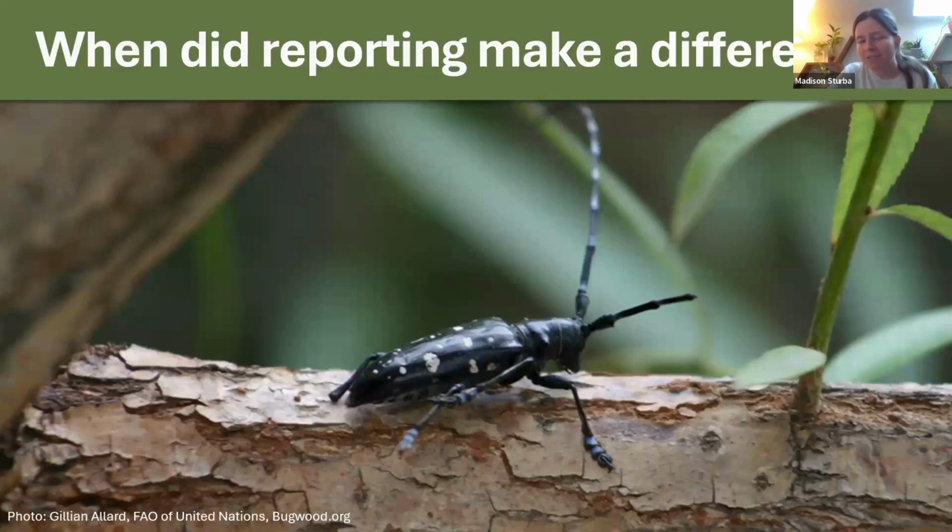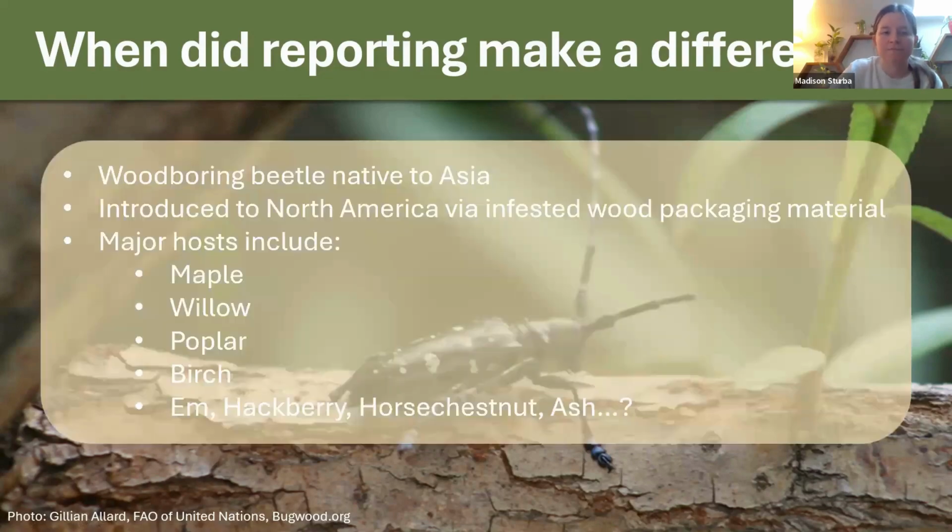There are so many examples of when reporting made a positive impact, but one of the biggest examples here in Ontario would be Asian longhorn beetle. This beetle is a wood-boring beetle that's native to Asia, but it was introduced accidentally to North America on infested wood packaging material. They have several different host trees that they rely on for survival and reproduction, but their favorite seems to be maple, willow, poplar, and birch.